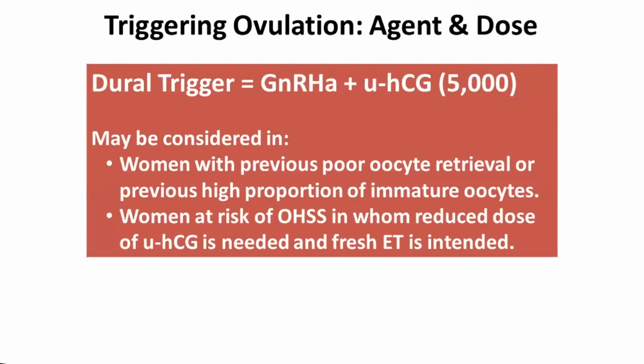Women at risk of ovarian hyperstimulation in whom fresh embryo transfer is intended, but the risk of ovarian hyperstimulation is to be reduced, you can add a low dose of urinary HCG to the GnRH agonist in order to do fresh ET, but I wouldn't recommend this at all. If you are using GnRH agonist and reduced dose of HCG, the endometrial development is not good, and the pregnancy chances in such a cycle will be reduced.